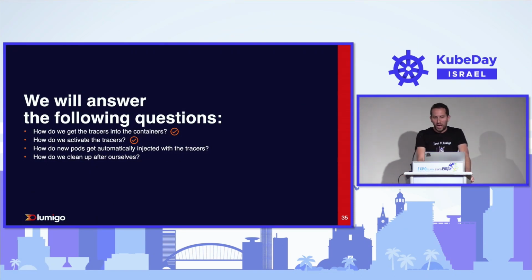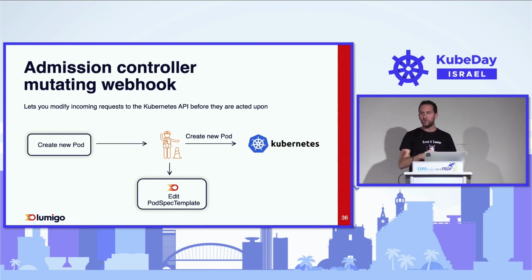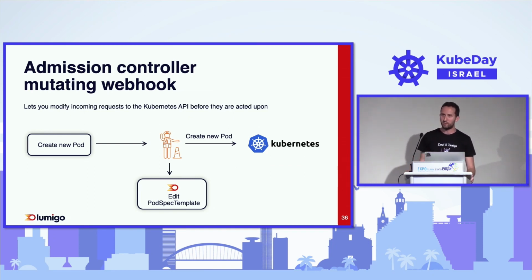Now, how do new pods get automatically injected? How does that process look like? So we use something called an admission controller mutating webhook. And this is basically a construct in Kubernetes that lets you modify incoming requests to the Kubernetes API before they are acted upon. So what happens is this. Create new pod or deployment comes into the Kubernetes API server. They say, wait a second, I want to see if the admission controller mutating webhook wants to do something about it. They refer to us.